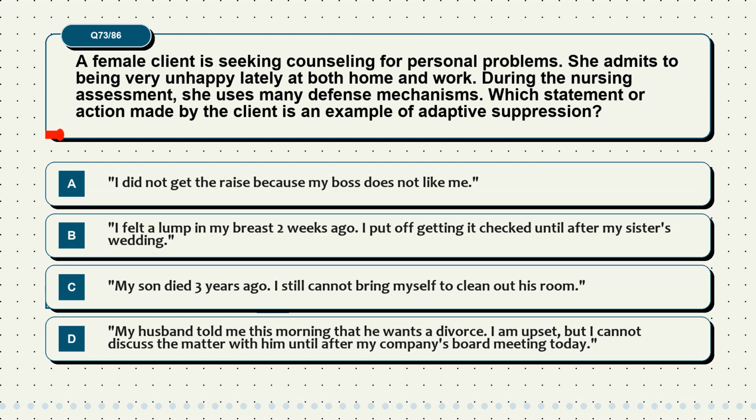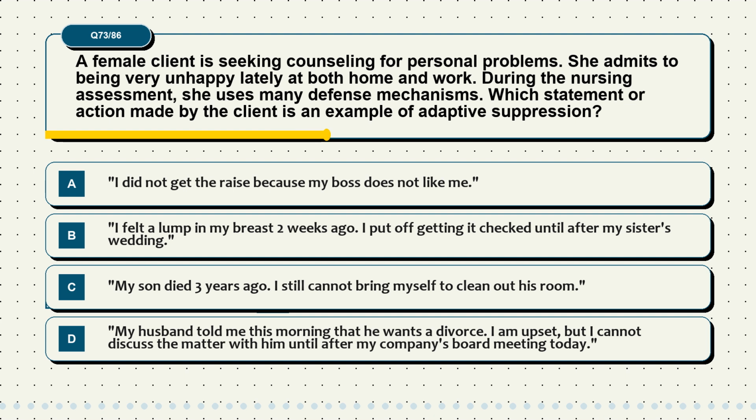Question 73. A female client is seeking counseling for personal problems. She admits to being very unhappy lately at both home and work. During the nursing assessment, she uses many defense mechanisms. Which statement or action made by the client is an example of adaptive suppression? Here are the options.